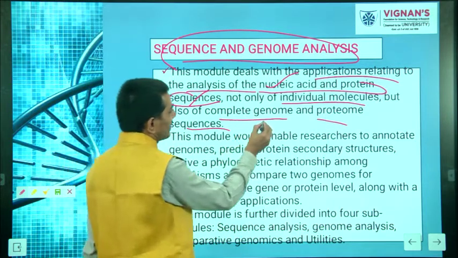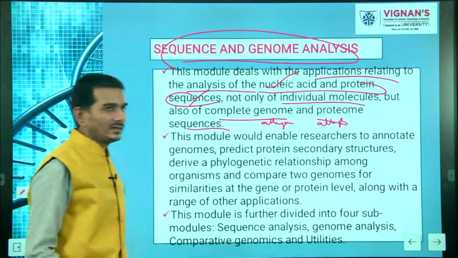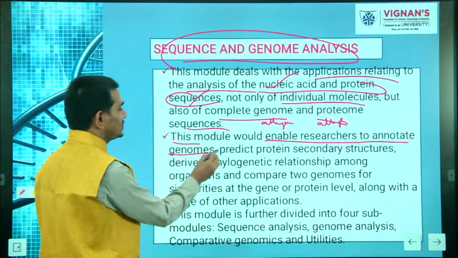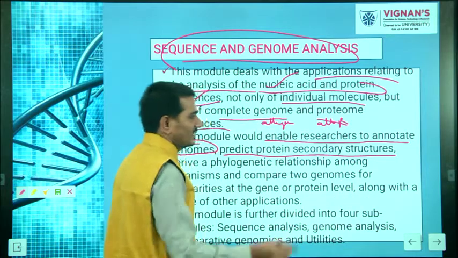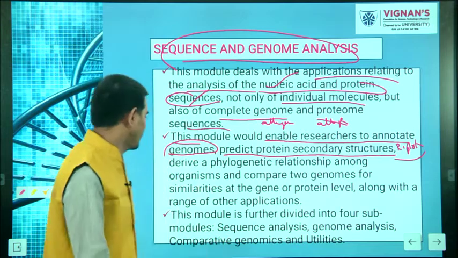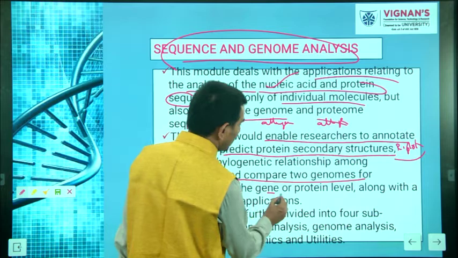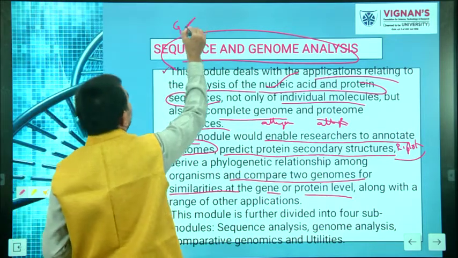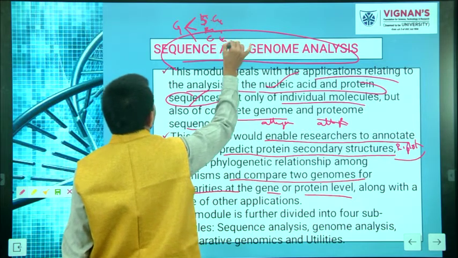So, complete genome means all genes, proteome means all proteins, and this module will enable researchers to annotate genomes of organisms, predict protein secondary structures. We have tools like Ramachandran plot, which is used for predicting the secondary structure of protein, and compare two genomes for similarities at the gene or protein level. So, we have this genomics. Genomics is divided into three components: structural genomics, functional genomics, and then comparative genomics.